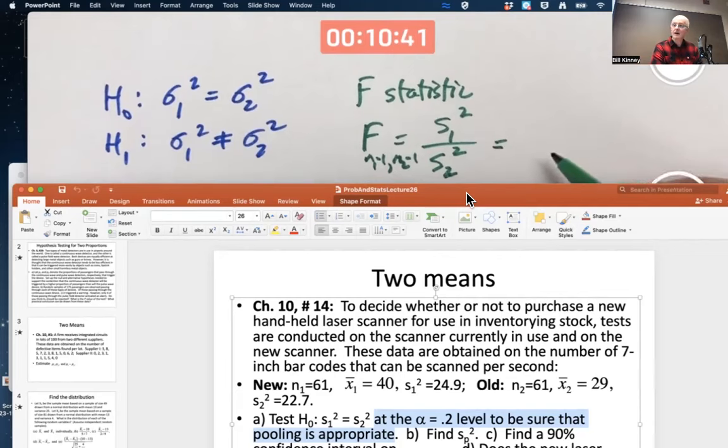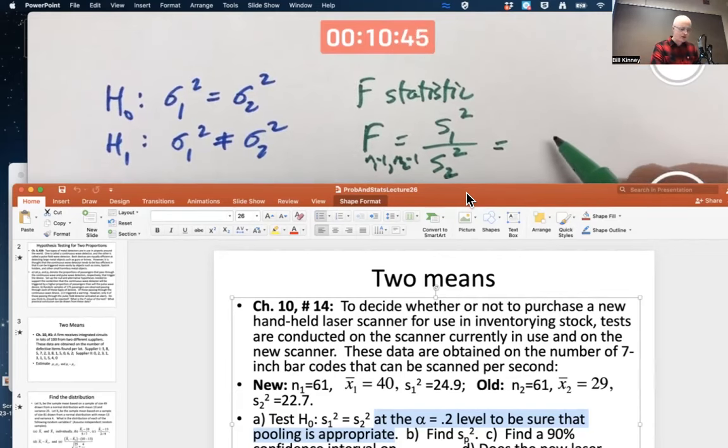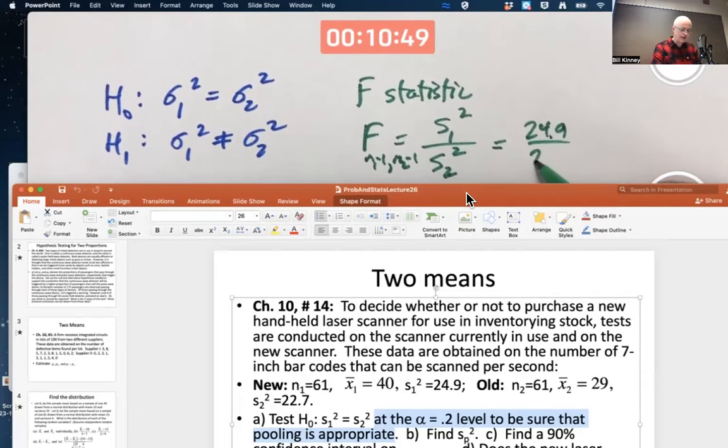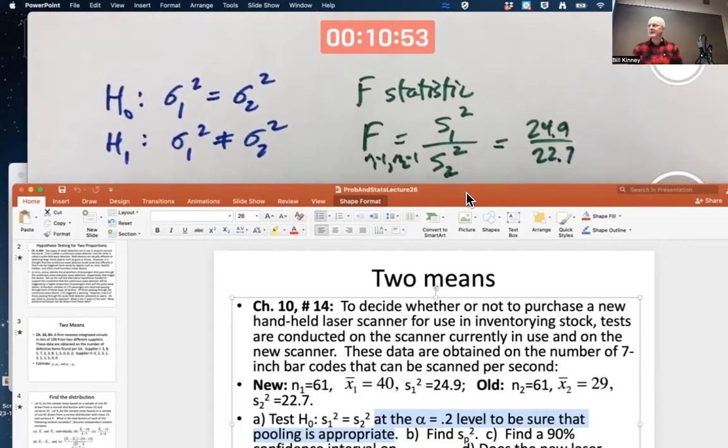And now we can go ahead and compute its observed value because we've got the two values that you see, 24.9 and 22.7. And do notice those are variances in the problem statement, not standard deviations. Usually in a problem, if you have to figure out the standard deviation, you want to take a square root of a variance. If we were given standard deviations instead of variances, we'd want to square those to get the variances.